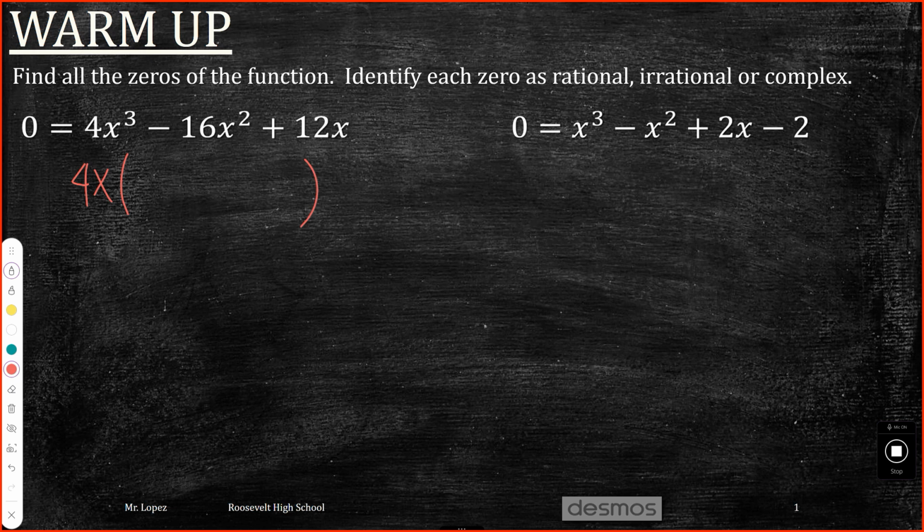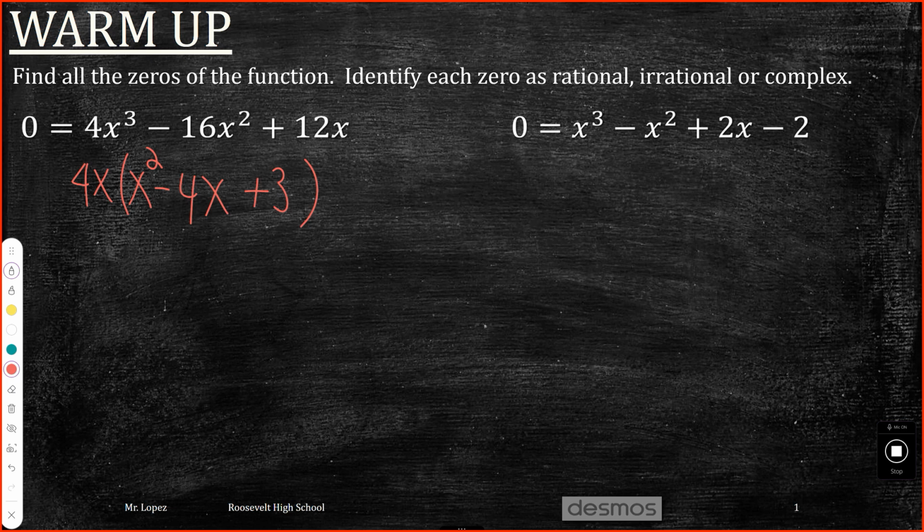And now we're going to go: 4 times what is 4? That's going to be 1. x times what is x cubed? That's going to be x squared. 4 times what is negative 16? And that's going to be negative 4. x times what is x squared? That's going to be x. 4 times what is 12 is 3. And we took out the x, so there's no more x left.